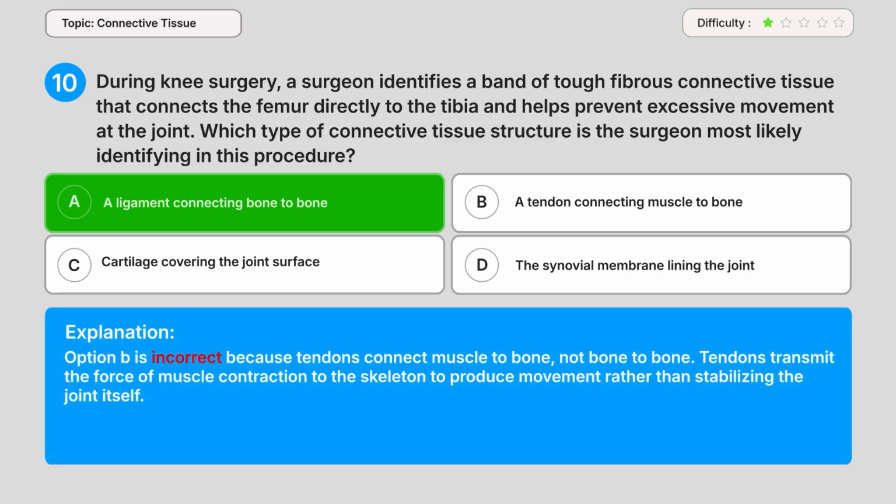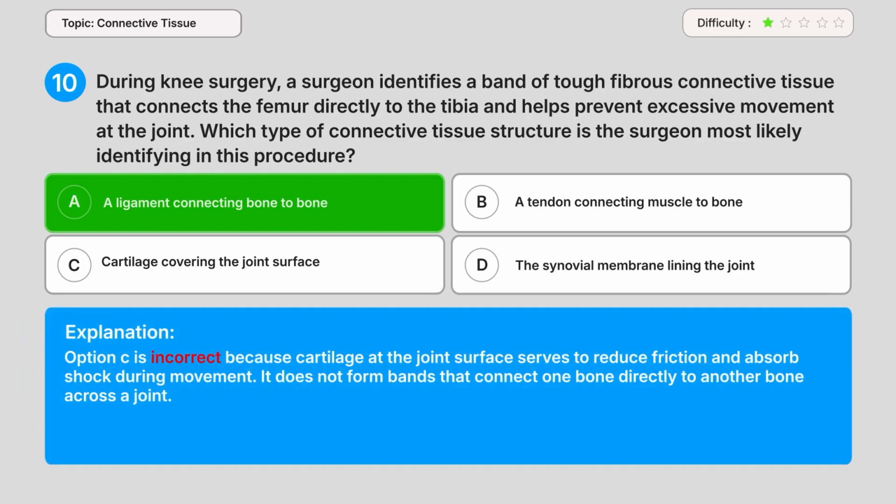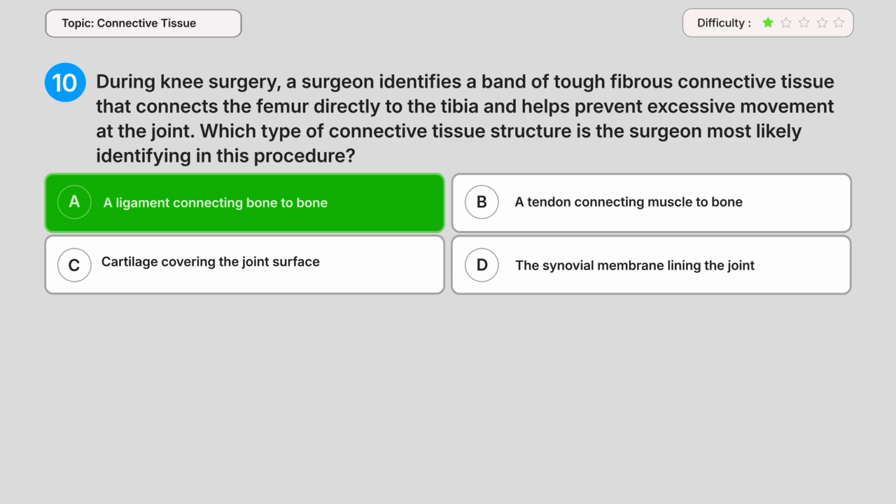Option B is incorrect because tendons connect muscle to bone, not bone to bone. Tendons transmit the force of muscle contraction to the skeleton to produce movement rather than stabilizing the joint itself. Option C is incorrect because cartilage at the joint surface serves to reduce friction and absorb shock during movement. It does not form bands that connect one bone directly to another bone across a joint.